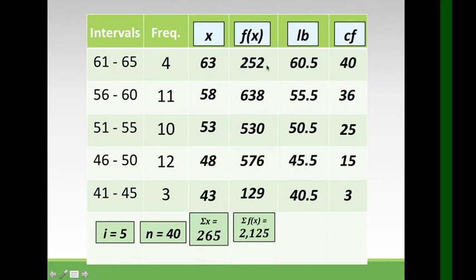You will know if you are correct if your answer in the last part is equal to the value of N. So, on this portion, they are equal, they are both 40. So, therefore, the CF is correct.